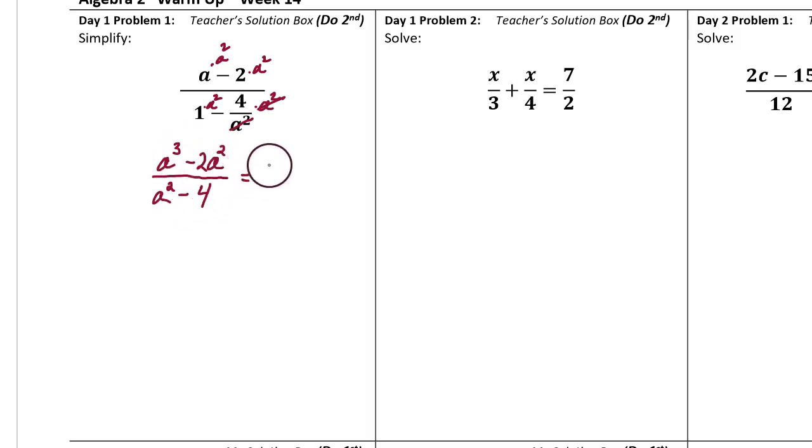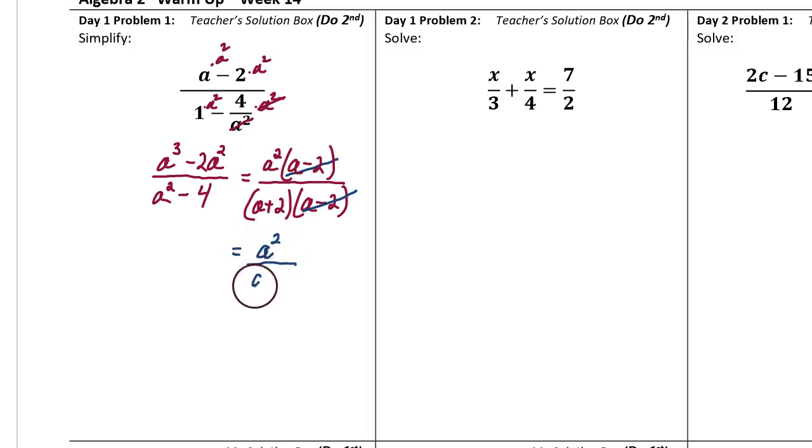Now let's reduce this by factoring top and bottom. In the top, we can factor out an a squared, leaving a minus 2. In the bottom, there is a difference of squares, and it factors as a plus 2 times a minus 2. Then reduce the like factors top and bottom. So final result after canceling is a squared over a plus 2.